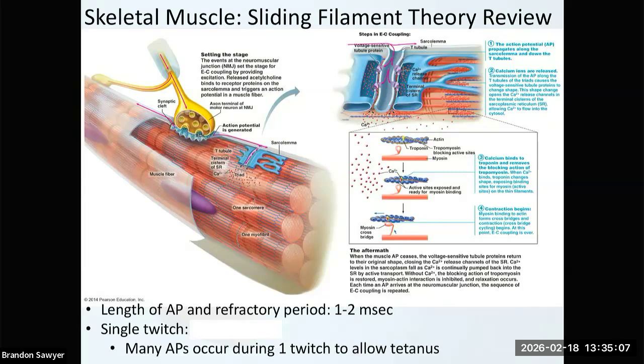When we look at the length of that action potential and the refractory period, it's somewhere around 2 milliseconds, like we just pointed out on the last slide. A single twitch of skeletal muscle might be around 20 to 100 milliseconds long, and in that single twitch we get many, many action potentials occurring. That creates the tetanic contraction, that nice smooth force-producing contraction that we talked about last semester. Okay, so this is all just review of those things. Give you a sec to finish writing that down.